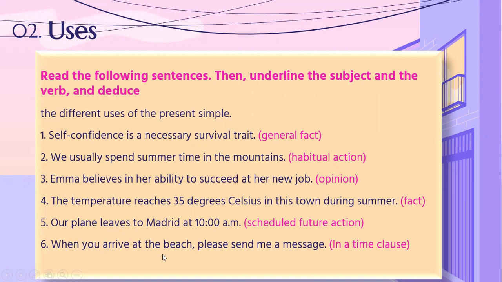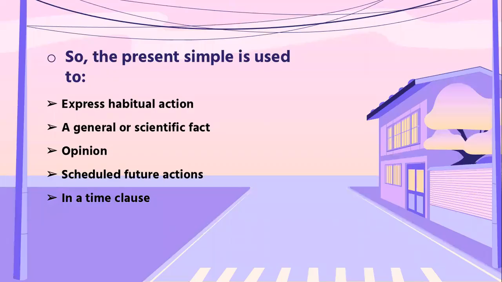And number 6, when you arrive at the beach, please send me a message. This is in a time clause. So when you arrive, time clause, when you arrive, not when you arrived. Okay, when you arrive, please send me a message. Or when you receive my email, please confirm that you received it.